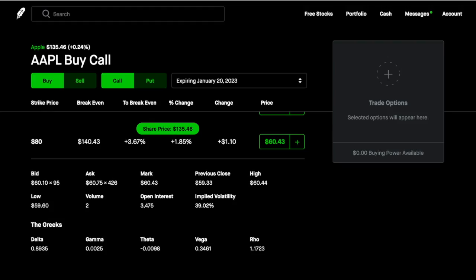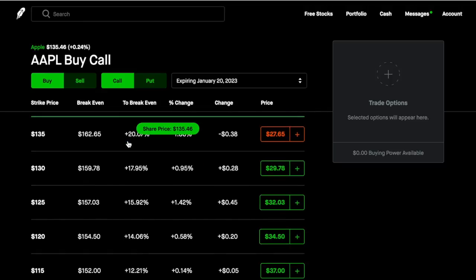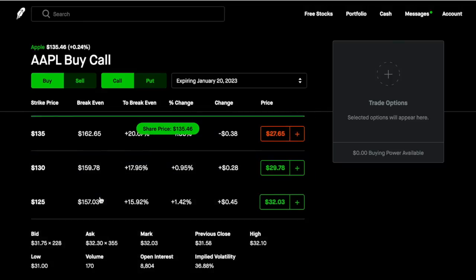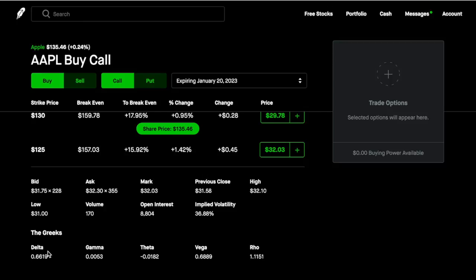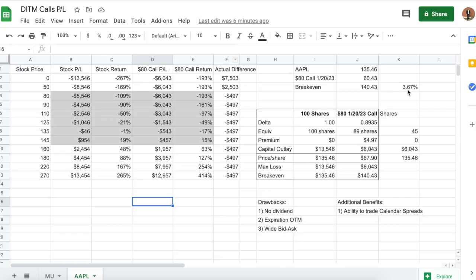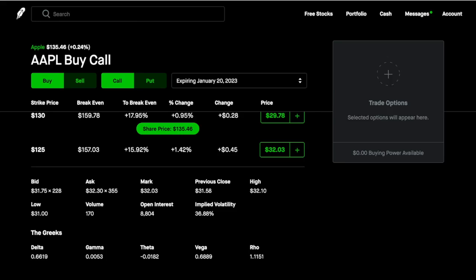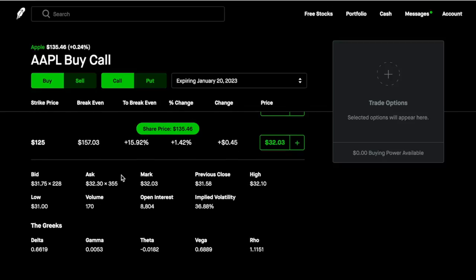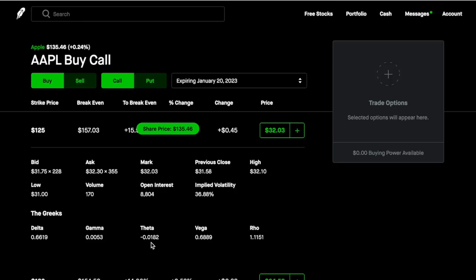Say we were, instead of buying that deep in the money, say we were to buy this $125 strike for the same expiration date. Okay, we got a delta of 66. Obviously, the premium, the price of the option is much less. But let's look at the break-even difference. Okay, so this needs to increase by 16% for us to break even, whereas on our $80 call, we needed to go up by 3.67% to break even. Okay, so there is much more extrinsic value on this contract than ours. So theta is also much higher. It's over double what the theta is on ours.